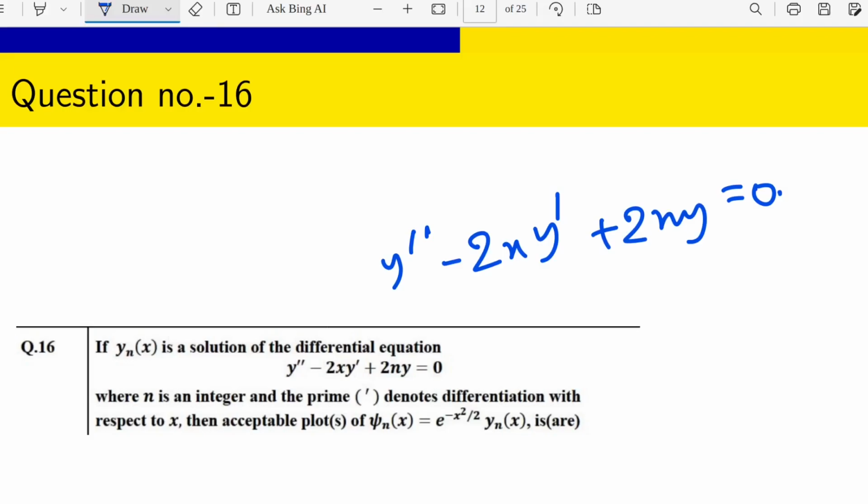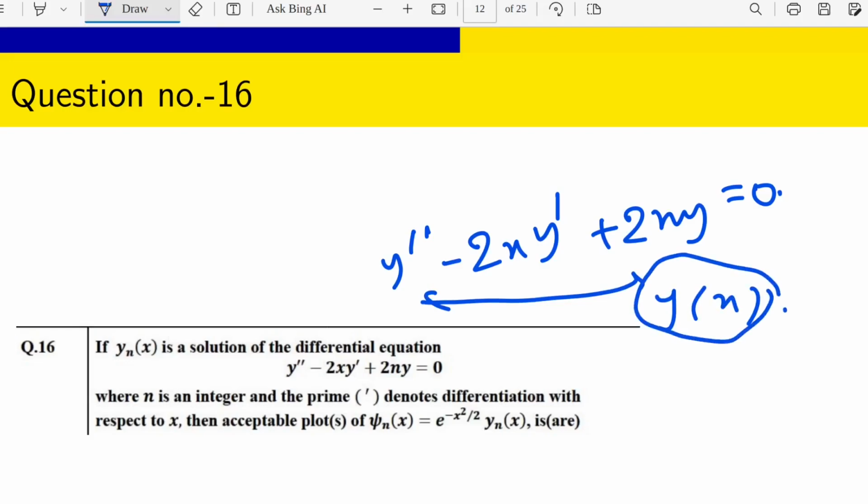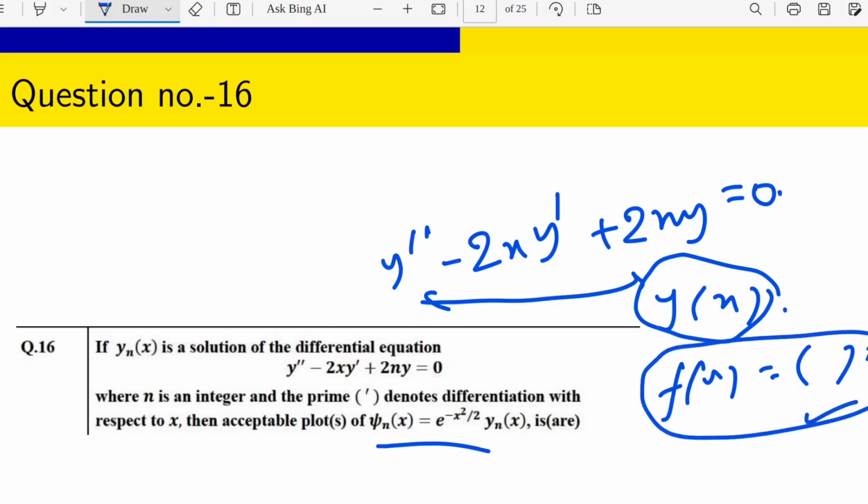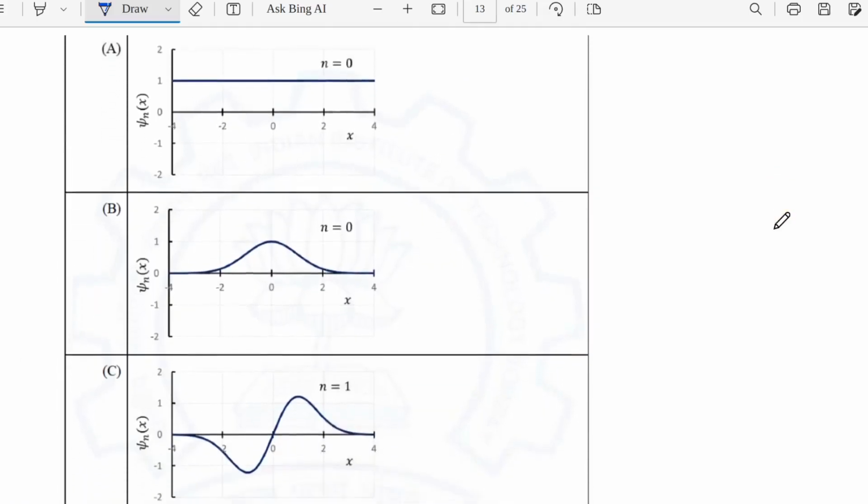And psi_n(x) is e to the power minus x square by 2 into y_n(x). So basically what they are asking is, from that differential equation we can have a value of y_n(x), right? And with that value, if I put it in that expression, psi_n(x) equals e to the power minus x square by 2 into y_n(x), then we can have an expression like f of x equals something into x. And we have to tell what the plot for this expression will be. And there are 4 options given here.